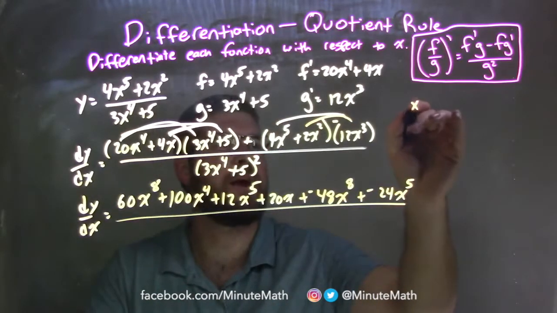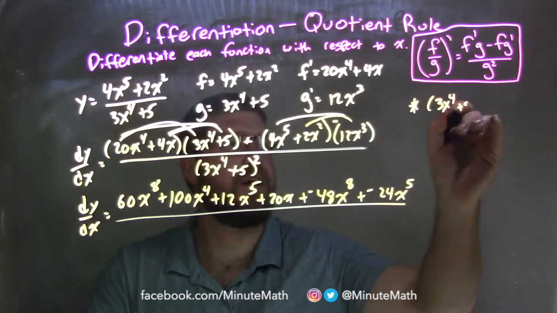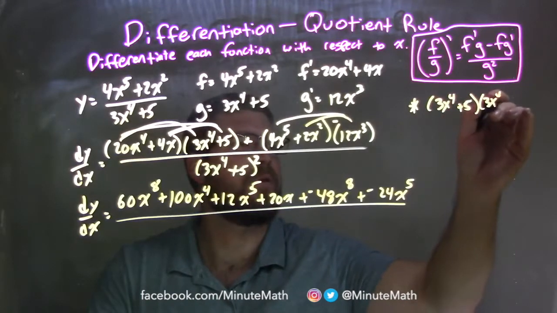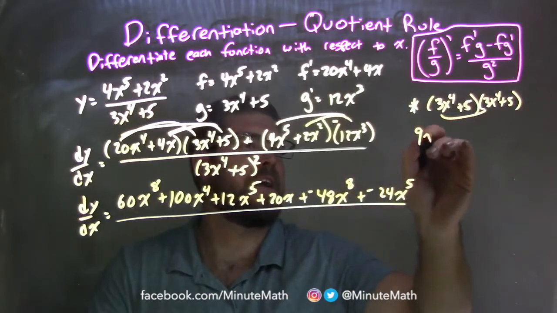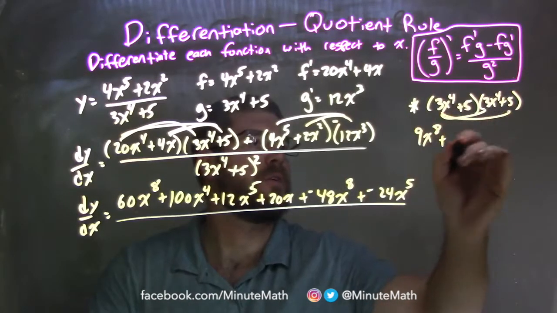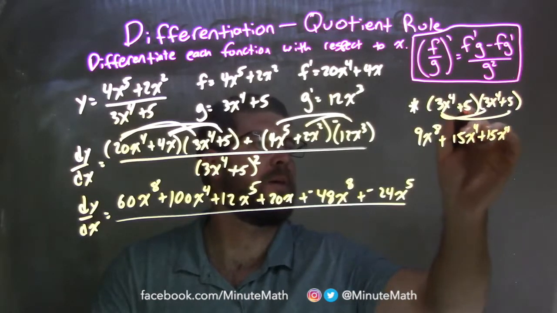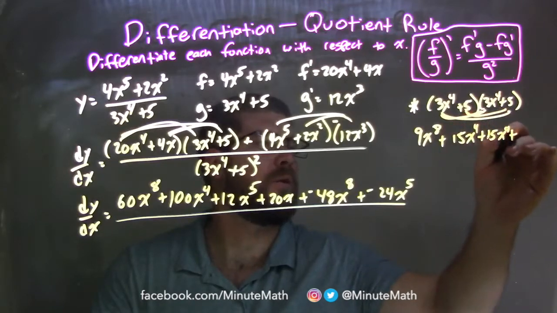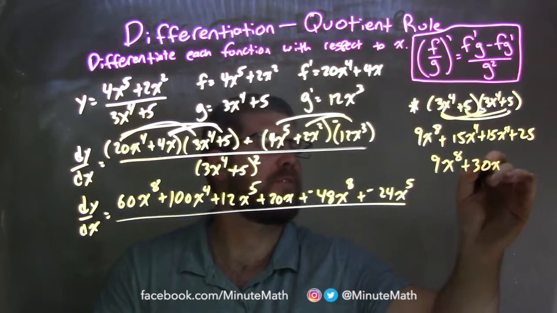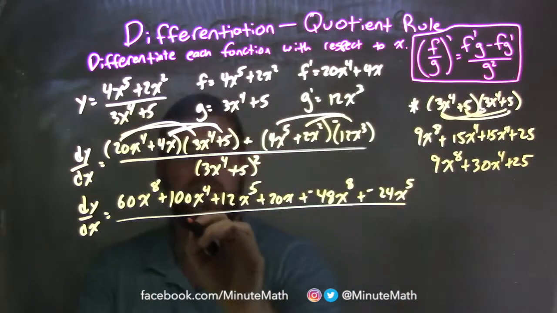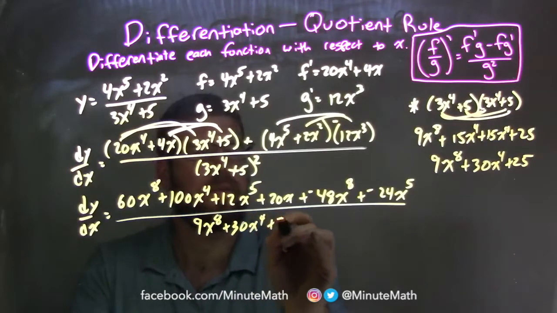All over my denominator, I can simplify over here. 3x to the 4th plus 5 times 3x to the 4th plus 5. When I multiply that out, 3x to the 4th times 3x to the 4th is 9x to the 8th, plus 15x to the 4th plus 15x to the 4th. You'll get better at this, the faster you do it, the more you do it, plus 25. Simplify: 9x to the 8th plus 30x to the 4th plus 25.